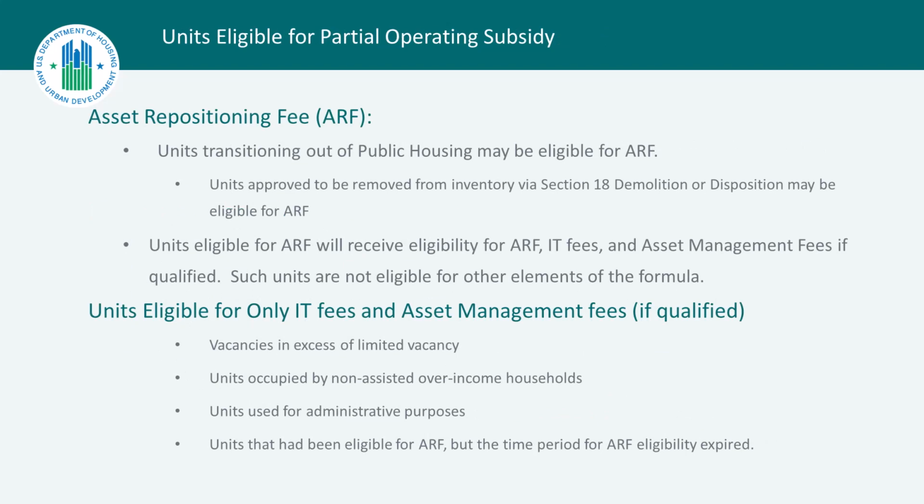Units under an ACC and in management status in the following categories receive only IT fees and asset management fees if they are eligible: vacancies in excess of 3%, units that reach the end of their ARF eligibility period, units for administrative purposes, and units occupied by non-assisted over-income households. Units eligible for ARF will only receive ARF funding, IT fees, and, if eligible, asset management fees. They are not eligible for other formula elements.